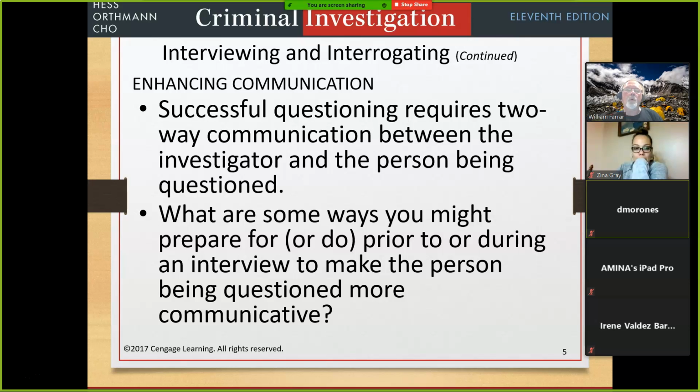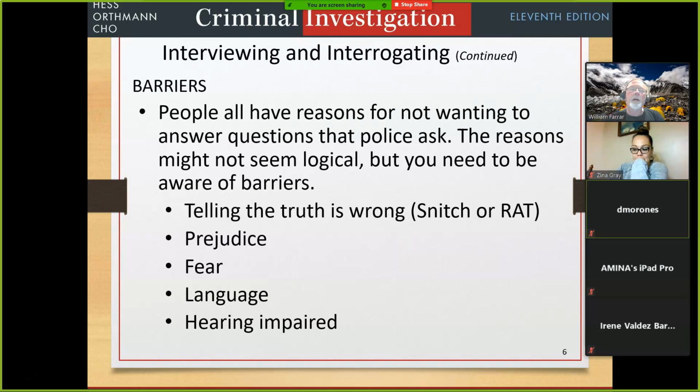Successful questioning or interviewing requires two-way communication. So it's going to be you speaking to the other person. And I kind of asked a question, what are some ways that you might prepare, or do prior to or during an interview to make somebody a little bit more willing to communicate? And it could be just offering, again, a blanket, something to drink, being a little bit more patient, more empathetic.